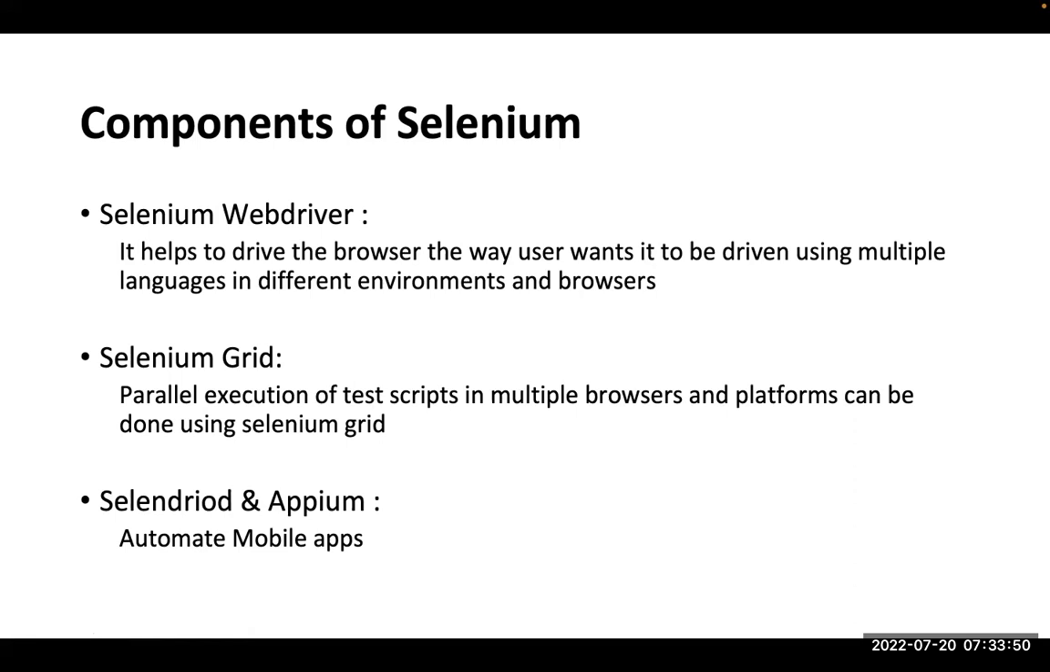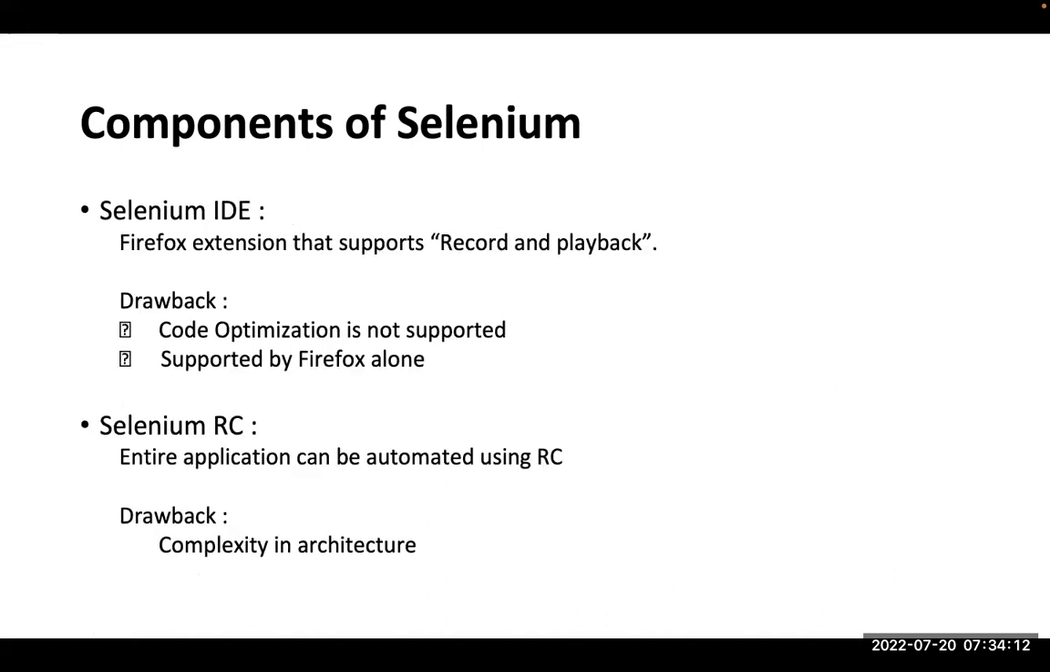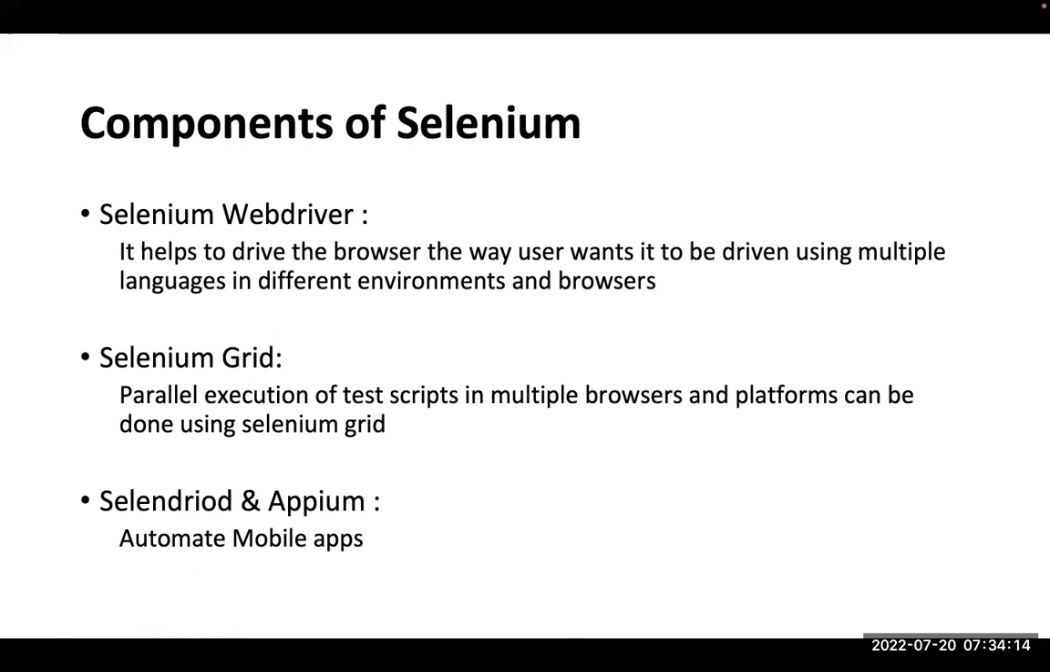The next component is Selenium Android and APM. These are the components developed for automating mobile applications. If you want to automate mobile applications, you will be using Selenium Android for Android mobiles and APM for iOS mobiles, Apple mobiles. So these are the various components of Selenium: Selenium IDE, Selenium RC, WebDriver, Grid, Selenium Android, and APM.